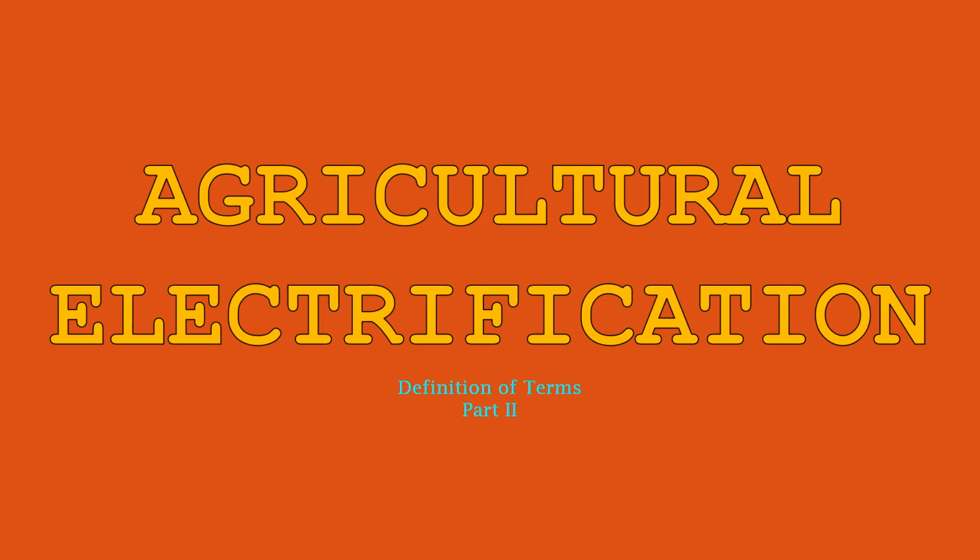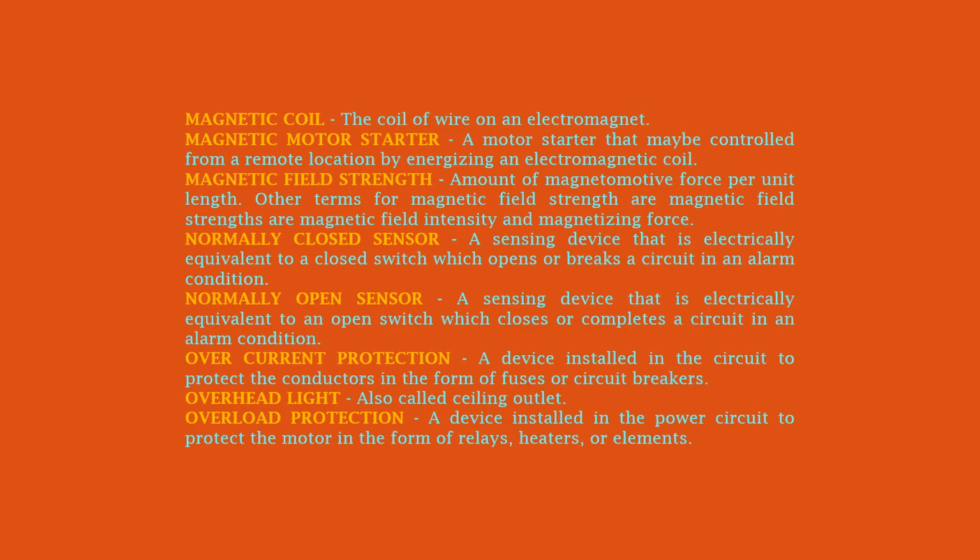This is Agricultural Electrification. Definition of terms. Part 2. Magnetic coil. The coil of wire on an electromagnet. Magnetic motor starter. A motor starter that may be controlled from a remote location by energizing an electromagnetic coil. Magnetic field strength. Amount of magnetomotive force per unit length. Other terms for magnetic field strength are magnetic field intensity and magnetizing force.